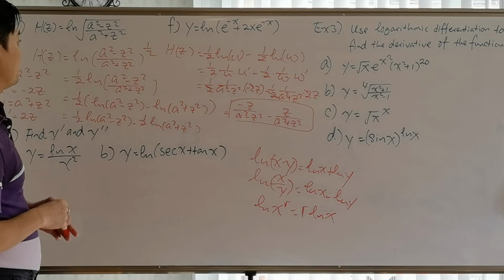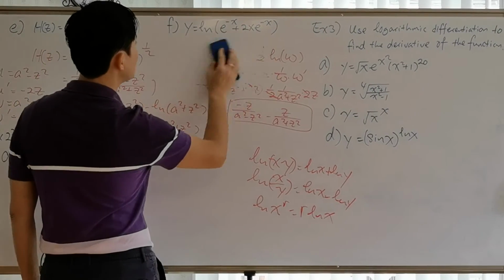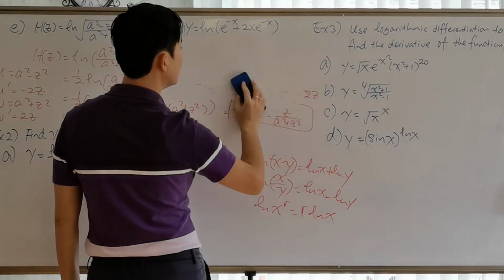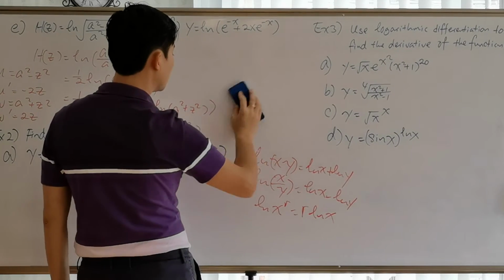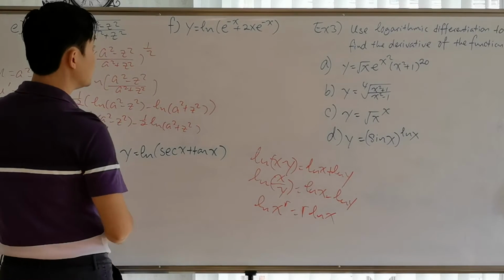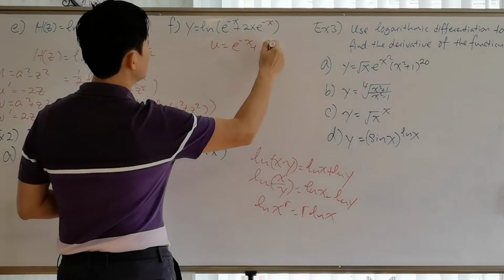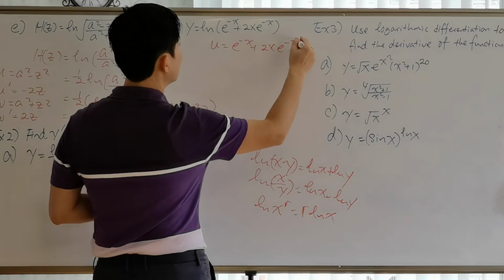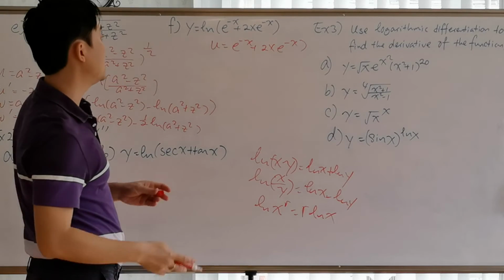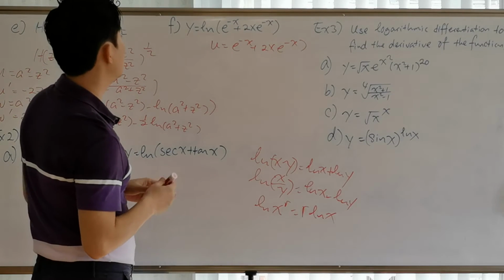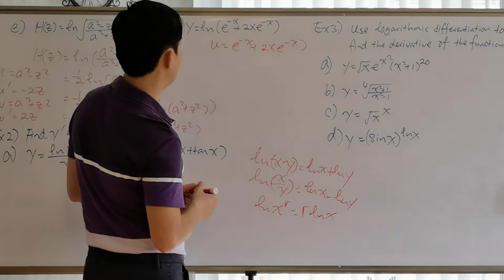Okay, so now what about f? That one is quite similar. Inner function, we can just set that as what? U. So instead of using u and w, this one just uses one singular variable. So u equals e to the power negative x plus 2x e to the power negative x. Now this one you cannot expand, because the inner quantity is a sum. There's no way you can distribute the natural log. You don't want to do that. That would be something else.